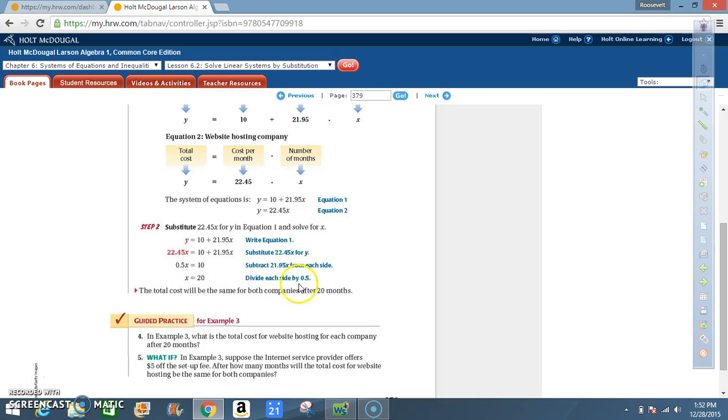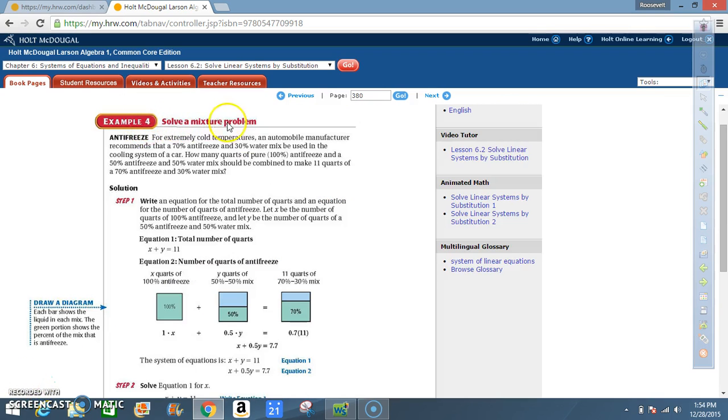So now I divide each side by 0.5. 0.5 here, 0.5 there. 0.5 divided by 0.5 is equal to 1, so I'm left with just 1x. And then 10 divided by 0.5 will give me 20. So the total cost will be the same for both companies after 20 months.